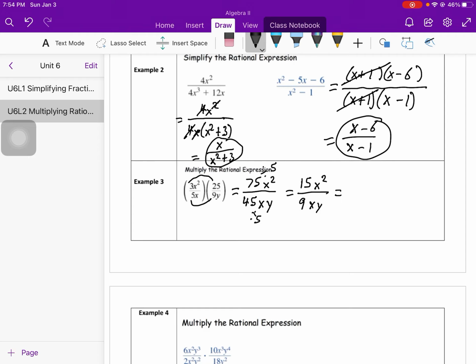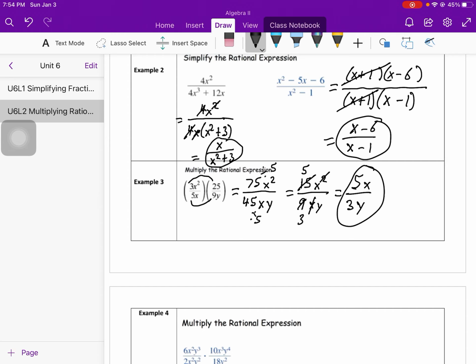We can keep reducing this. Now the next thing is 15 and 9 have a common factor of 3. If you divide a 3 out of 15, you're going to get 5. 9, you're going to get 3. The other thing we can do at the same time is, notice there's one x on the bottom, so we can cross out that x and then get rid of one of the x's on top. So we end up getting 5x over 3, and then there's nothing to cross out with the y.